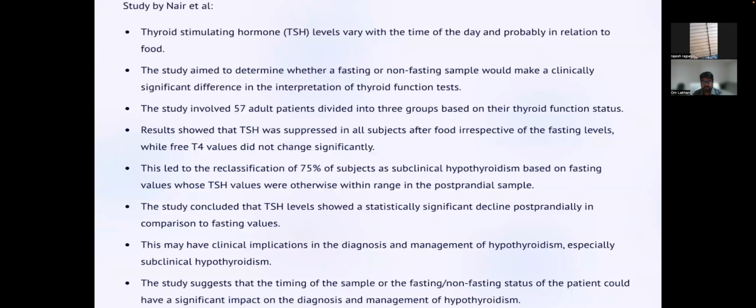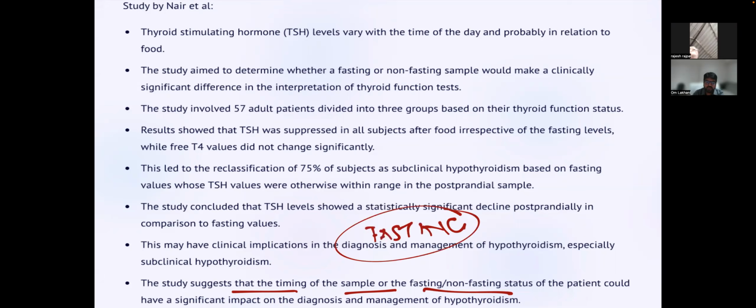I'll not read out the details, but what this study actually concluded is that the timing of the sample, or fasting or non-fasting state, does impact the TSH value and the T3, T4 value. And hence, ideally, it's ideal to do a thyroid function test in fasting, right? This is ideal. Now, what I'm saying is a theoretical concern, right? In a practical sense, when you have a patient with overt hypothyroidism, the impact of fasting or non-fasting sample is small, right? This impact generally tends to be small.